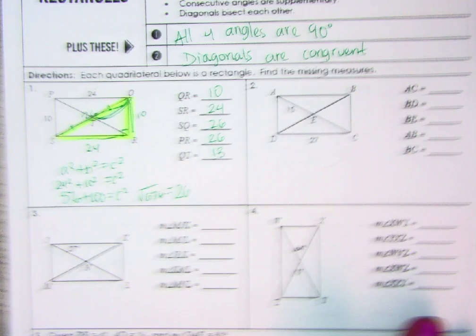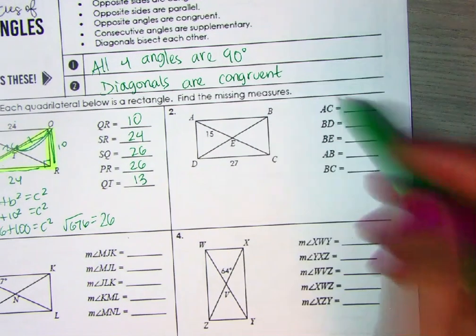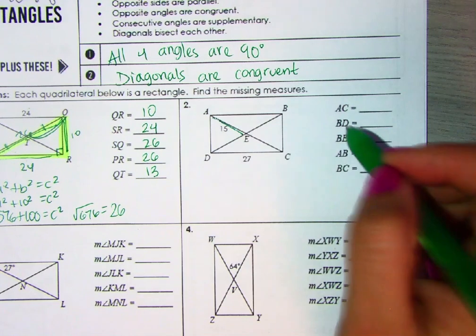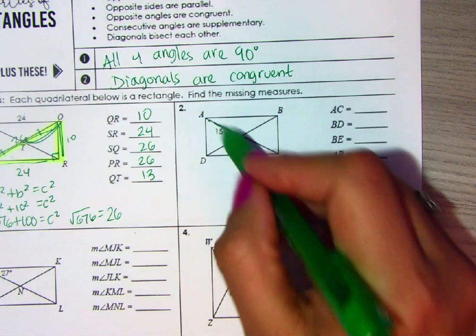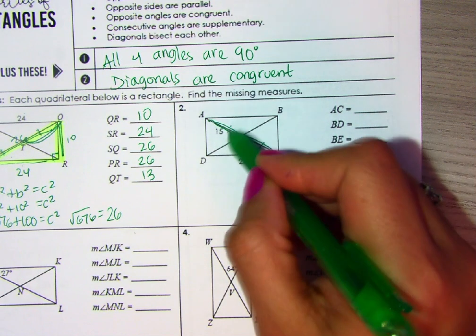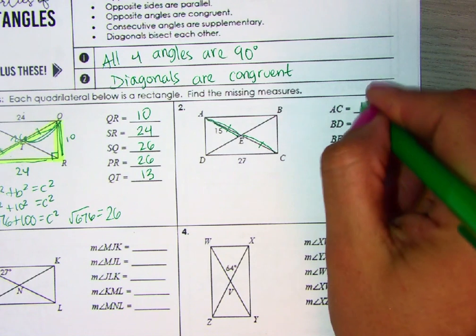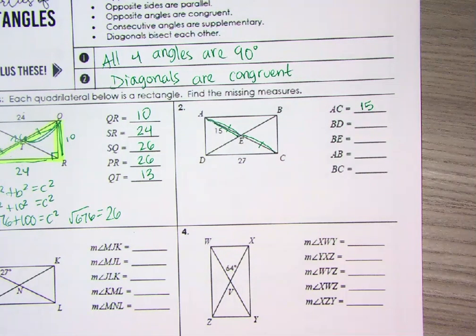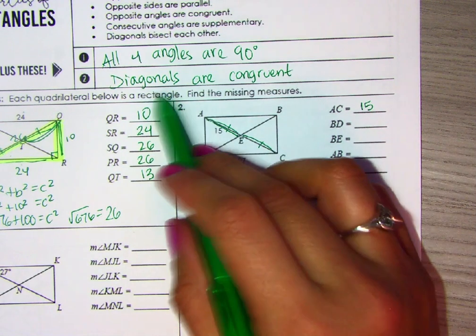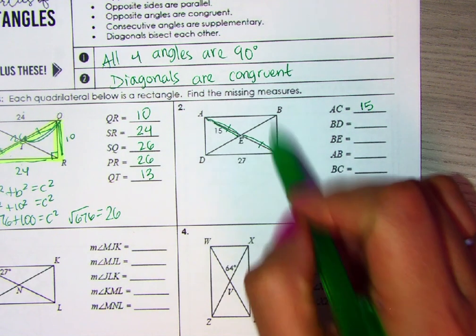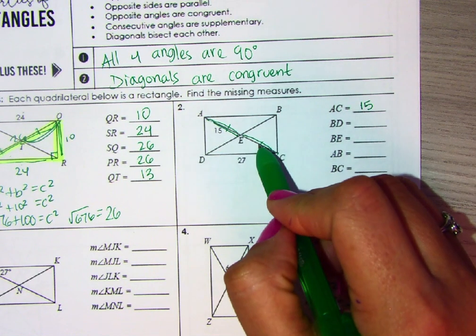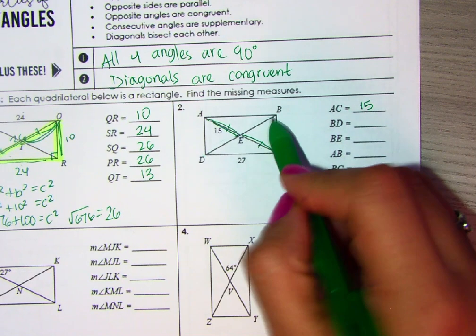Let's try another one here. We have 15 given to us right here, and then it's asking for AC. AC is the whole thing, and we know that these two parts are equal because the diagonals bisect each other, so we're going to say that's 15 as well. BD is the other diagonal, and again, diagonals are congruent, so this diagonal and this diagonal are equal. If this is 15 and 15, then this has to be 15 and 15 as well, so that's 30.